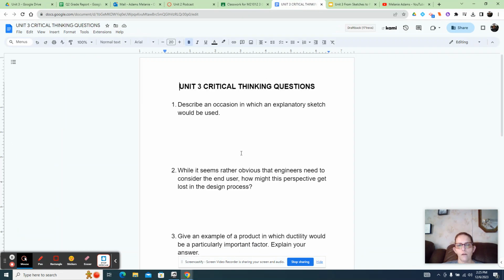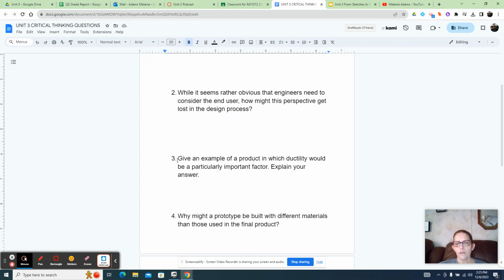Okay. While it seems rather obvious that engineers need to consider the end user or the person that you're building for, how might this perspective get lost in the design process? So you're going to get so caught up in what you're doing, you're going to forget about the person you're building for, right? The client. You got to think about the client all the time, or the criteria and the constraints. So think about that. Give an example of a product in which ductility would be a particularly important factor.